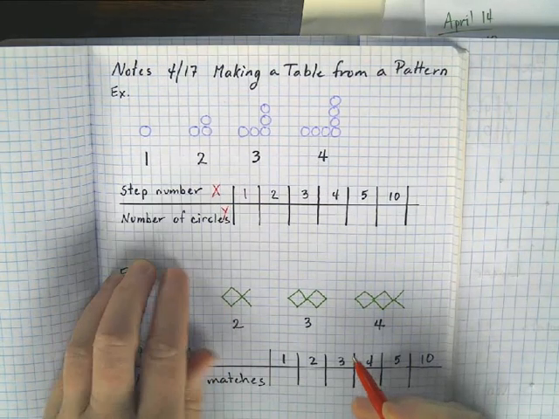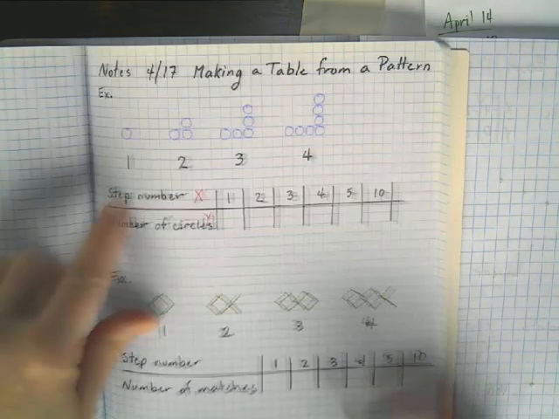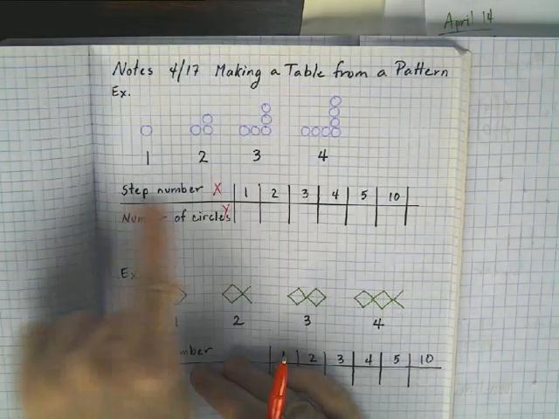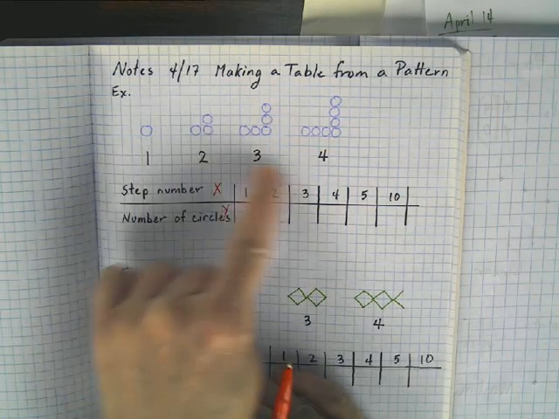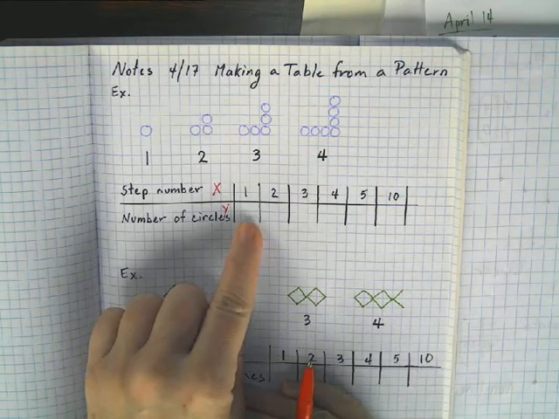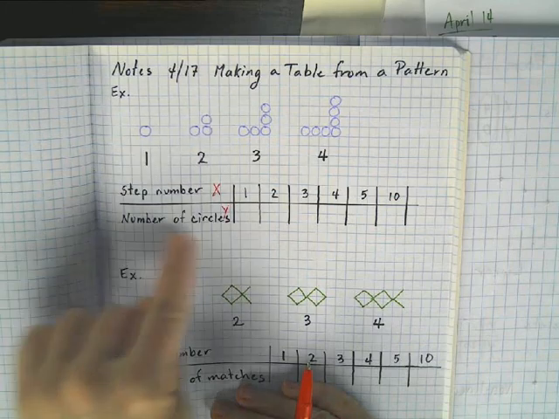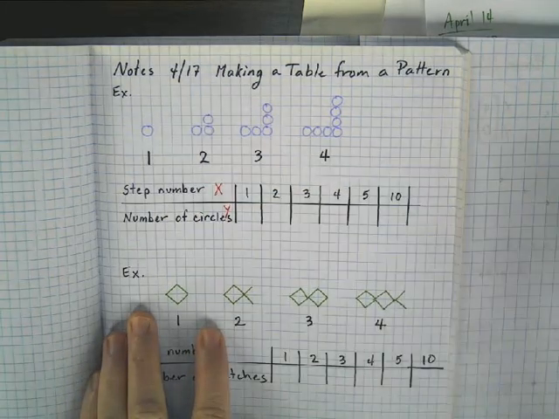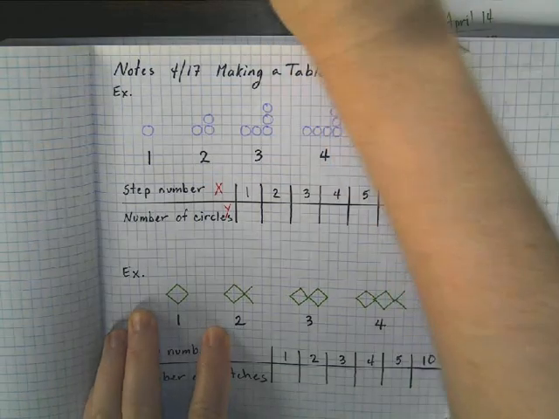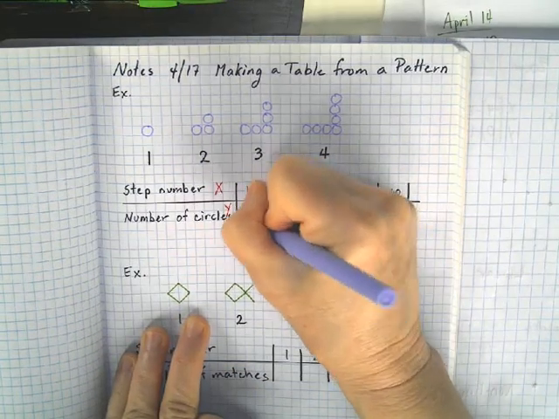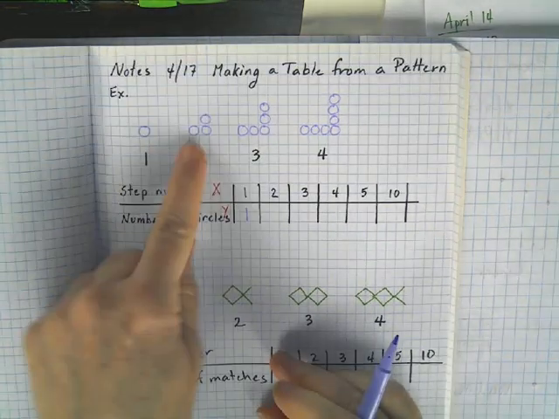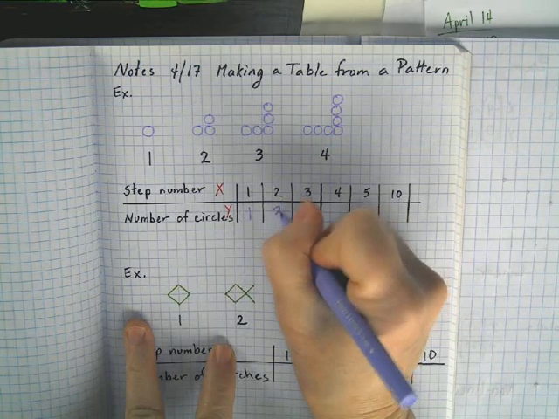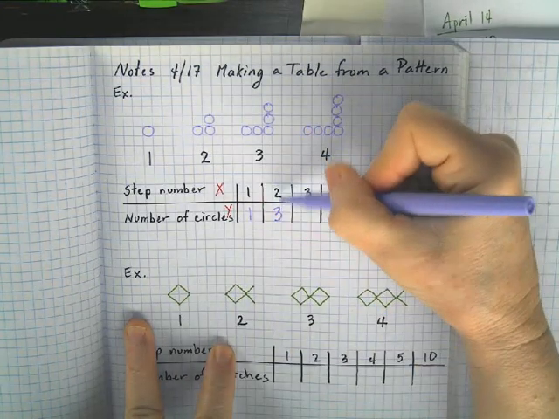So for this first example, these numbers are the step numbers. These are our X's right here. 1, 2, 3, 4. Down here, I'm counting how many circles. So how many circles do I have? I have 1 circle. Let's get a different color. I have 1 circle. How many circles do I have here? 1, 2, 3. I have 3 circles. Figure 2, I have 3 circles.